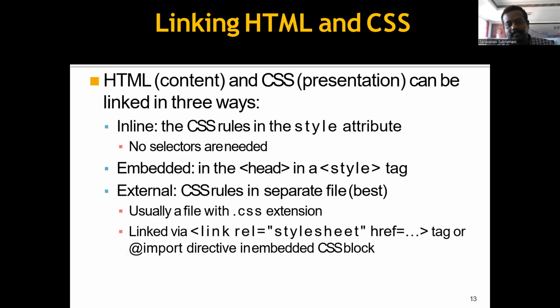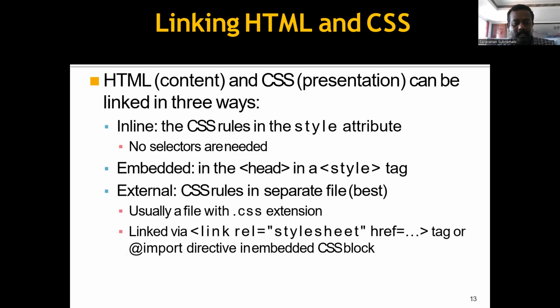HTML is the content and CSS is the presentation. It can be linked in 3 ways. That is, we have to make a connection between HTML and CSS in 3 ways: inline, internal style sheet, or external style sheet. The internal style sheet is also called embedded. For the external style sheet, we create the CSS and HTML separately, and use the link tag to make the connection.